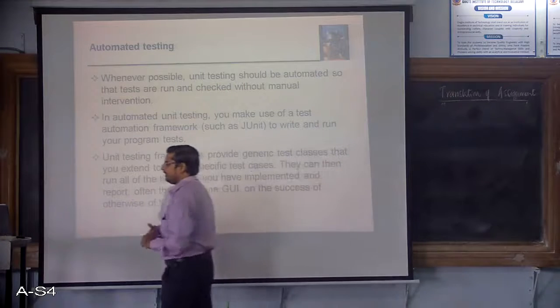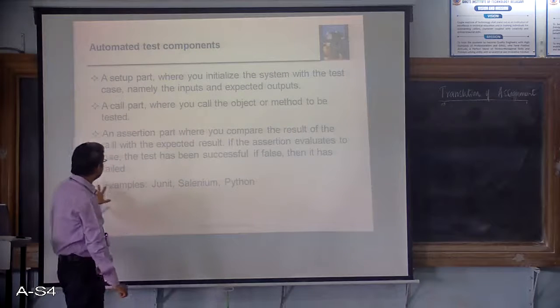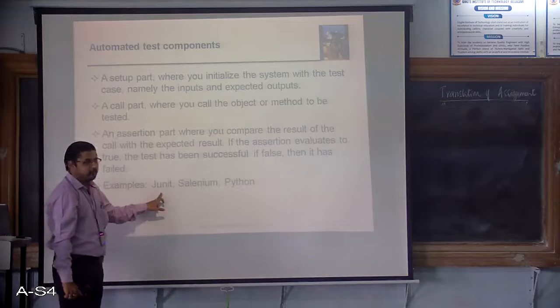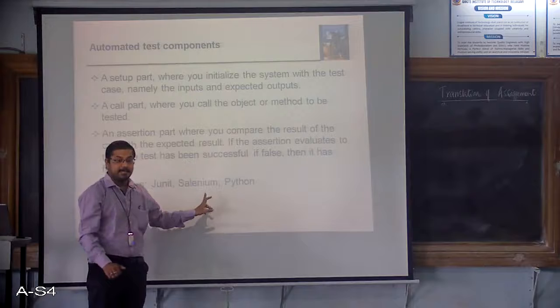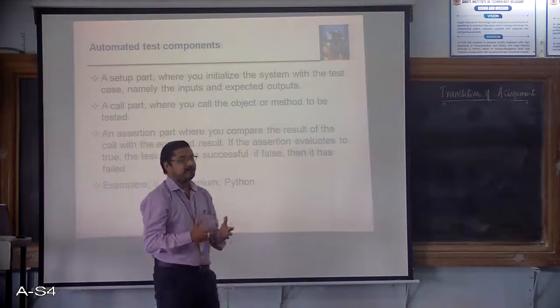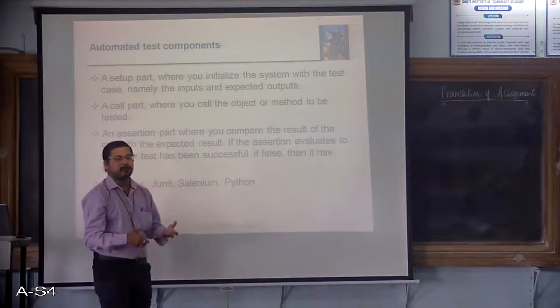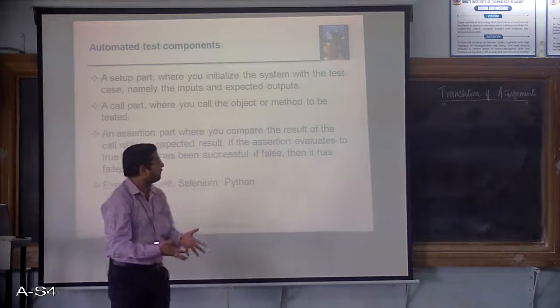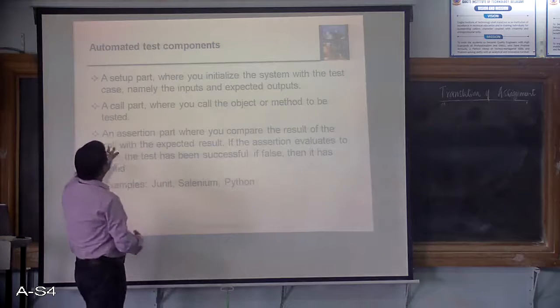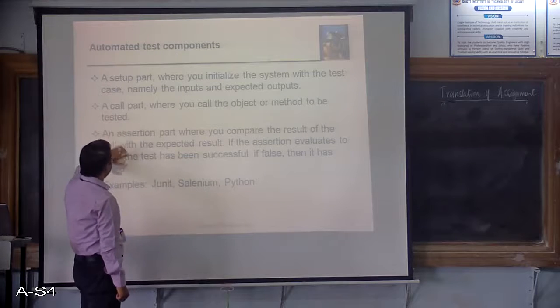There are very well-known tools available for automated testing: JUnit for the Java programming language, Selenium for web applications. Whenever the client and server interact through a form, we apply the Selenium tool, and Python has its own built-in framework for the Python platform. There are three phases under the automated test components: the setup part, the call part, and the assertion part.